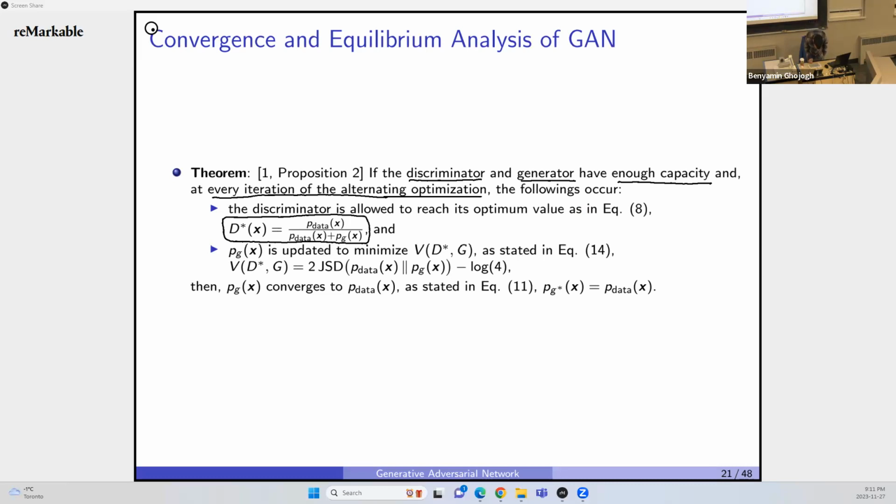PG is updated to minimize this. Agreed? The generator wants to minimize this, so PG is updated as stated in this loss that we found. As a result, PG usually converges to P data because this term wants to become 0, right? Then D star X becomes half, which is completely confused. In other words, at the end, after convergence, the discriminator is completely confused, and the generator performs perfectly well.